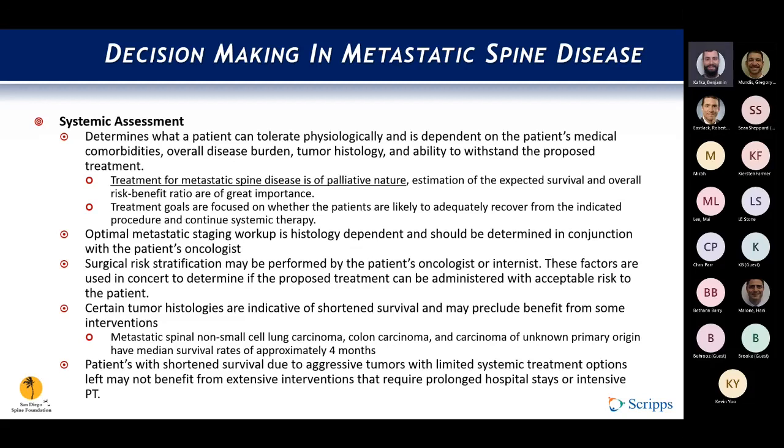And there are certain tumor histologies that are indicative of a shortened lifespan, like metastatic spinal non-small cell lung cancer, colon carcinoma, and carcinoma of unknown primary, and these have all been approximated to have about a 4-month survival. Patients with such short survival, once they have metastatic spine disease with limited systemic options, should not undergo extensive intervention because these will need prolonged hospital stays and rehab, which likely won't benefit them with such a short expected life expectancy.